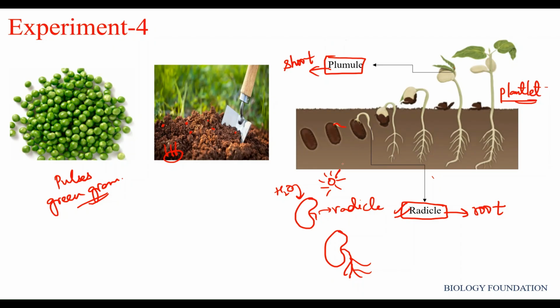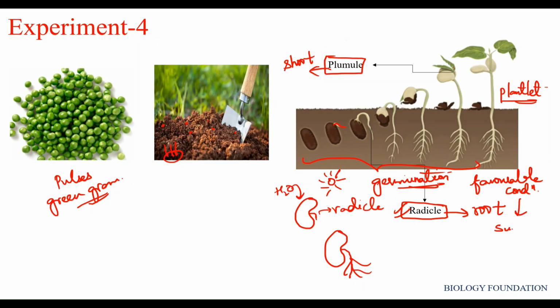Okay, so this process of development of the plantlet from the seed is known as germination. When does germination take place? Only when there are favorable conditions. What are the favorable conditions for the seed to germinate?